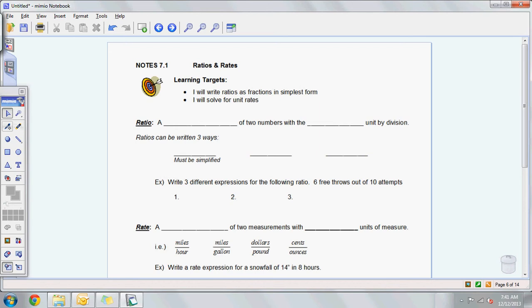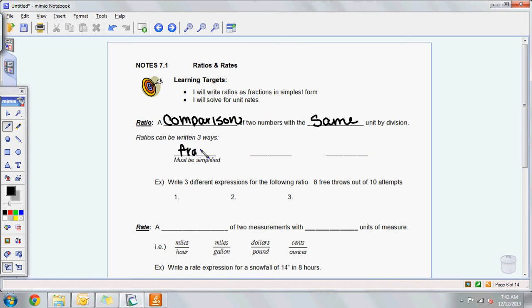And there's a lot of writing I have to do here today, so bear with me because it might look like I'm a third grader. But let's start with a ratio. So a ratio is a comparison of two numbers with the same unit by division. So you can write a ratio or compare two things in two different ways when you're dealing with math. So the first way and the most common way is to write it as a fraction.